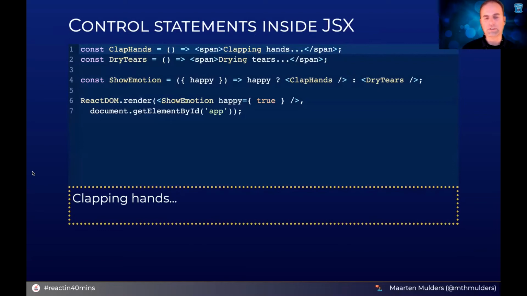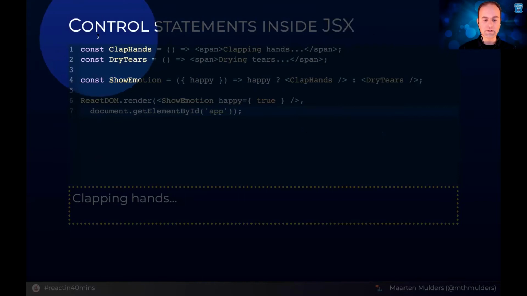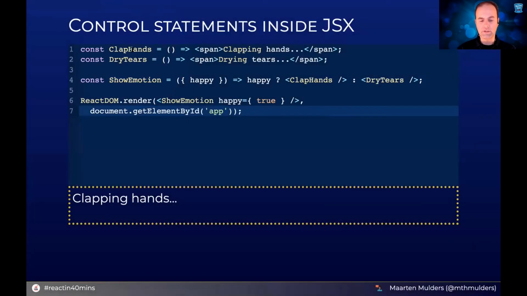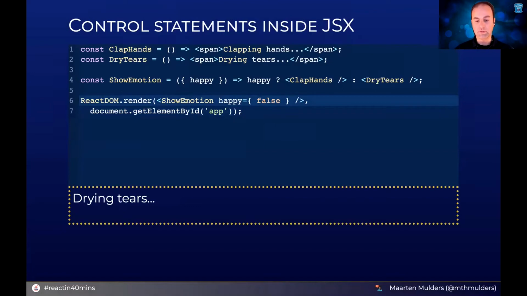What we can also do inside JSX is embed control statements. So given, for instance, a property called happy and a value of true, I can run this statement. My component will actually run this statement, and it will say, if the value of happy is true, then I will render the clap hands component. Otherwise, I will render the dry tears component. And those are both defined up there with a very fitting text, clapping hands or drying tears. Now, if I change that value, then the component will be re-rendered and it will choose a different path from the conditional statement.